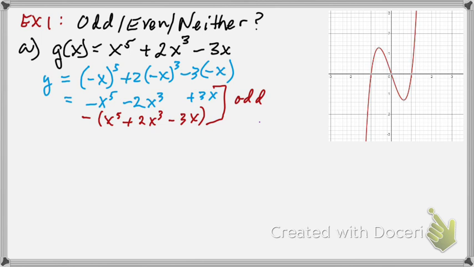Okay, so what did we do? We replaced all x's with negative x. We check to see, is my resulting equation, the last one there in blue, the same as the original? No, it wasn't. So I know that that's not an even function. I pull the negative sign out of all that stuff, and that is negative the original, so we know it's odd. Let's do another one.